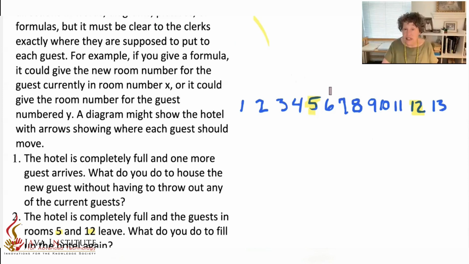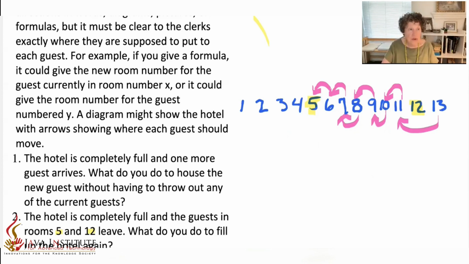shift back. So 6 is going to shift back. 7's going to shift. 8's going to shift. 9's going to shift. 10's going to shift. 1, 2, 3, 4, they stay where they are. 11's going to go into room that. Well, there's no, 13 is going to go into room 11. Yeah, 6 to 5. 12 can't go to 11. There's nobody in 12. 13 goes to that.